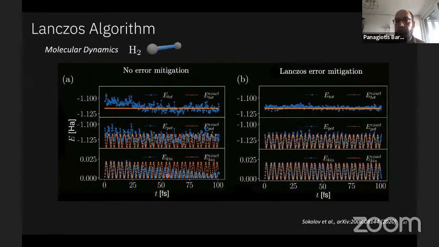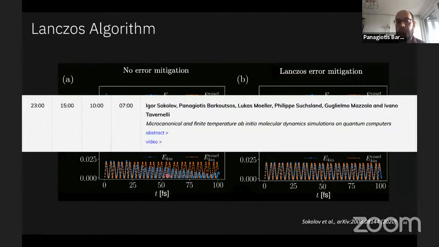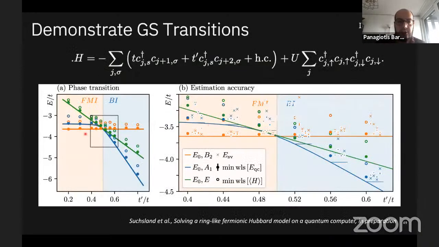So later today, my colleague Igor Sokolov is going to talk about molecular dynamics and how we used the Lanczos error mitigation in order to do calculations like the one I show you here. His talk is going to be today in 4.5 hours, depending on your time zone. We also use this technique for the Hubbard model in order to simulate and find the results of the phase transition from a fragile Mott insulator to a band insulator. The results are quite good, and we are actually able to capture the transition between the different phases.